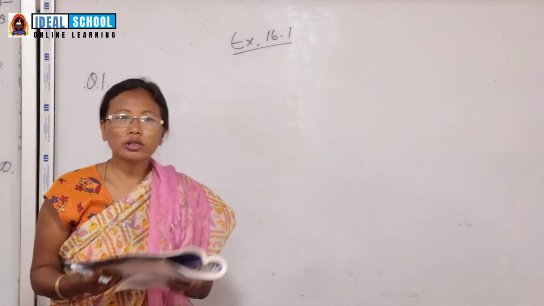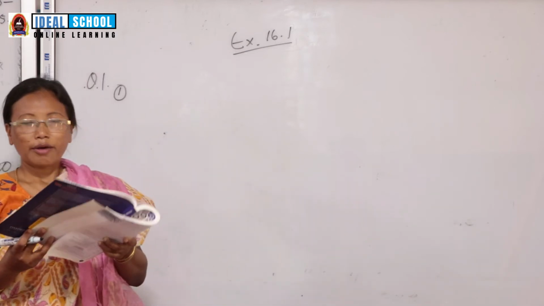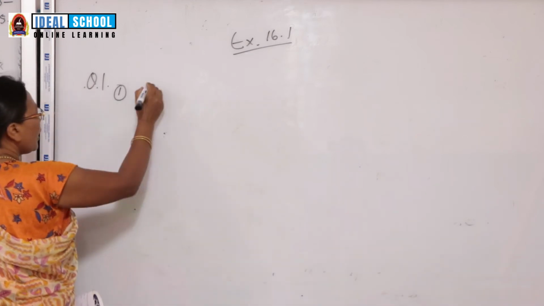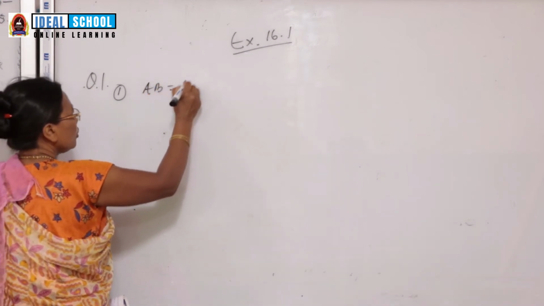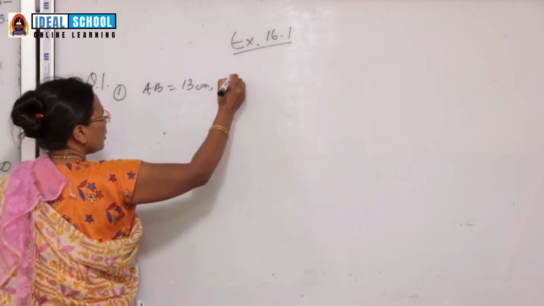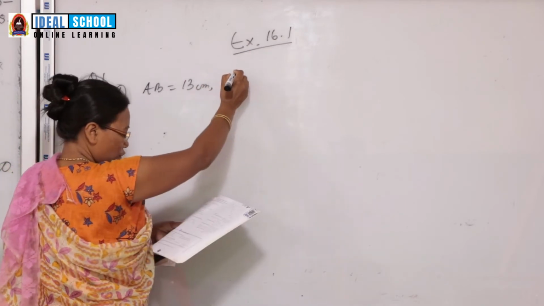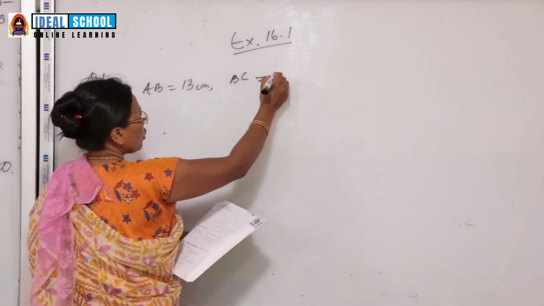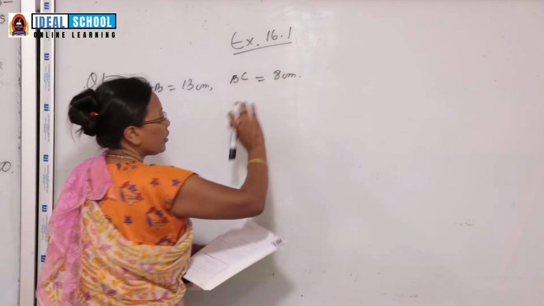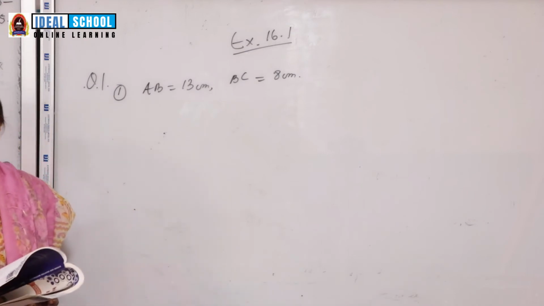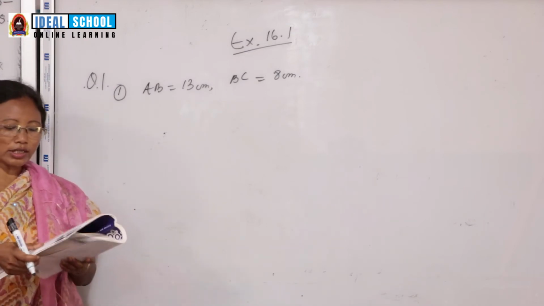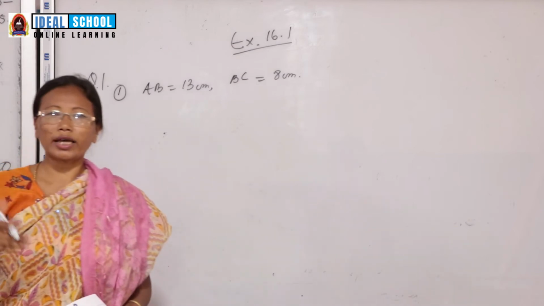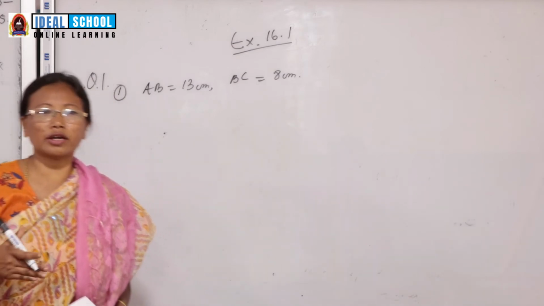AB is equal to 13 centimeter. BC is equal to 8 centimeter. CD is equal to BC, which is equal to 8 centimeter, already given in the question. Now we need to find what the question wants to find. The question wants to find the perimeter of this figure.